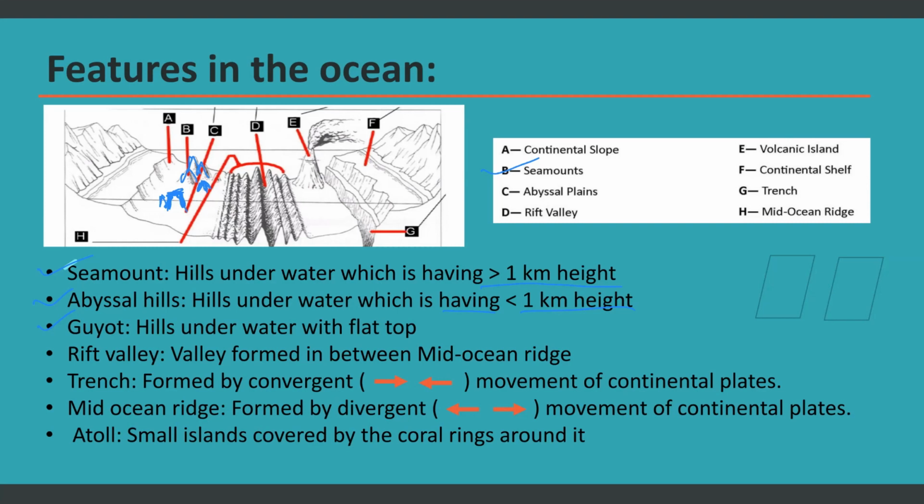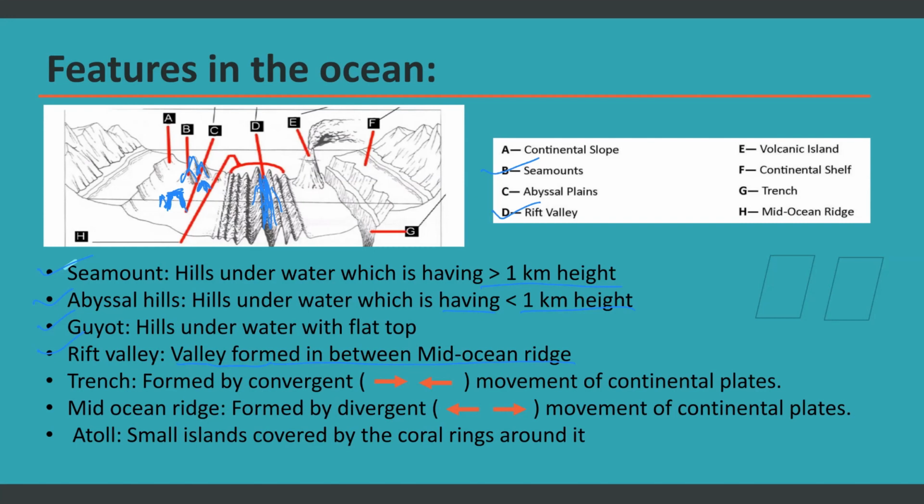Then we have the Rift Valley. Rift Valleys are the valleys formed in between the mid-ocean ridge. So here you can see the D number structure. D number structure is the Rift Valley. Here you can see these are the two ridges. And here in between the mid-oceanic ridges, you can find there is a valley. So this valley can be called the Rift Valley.